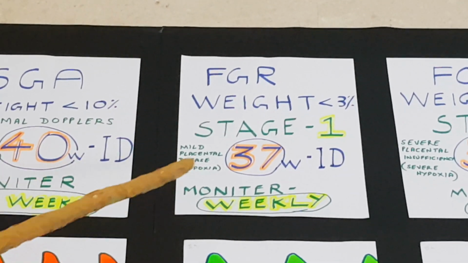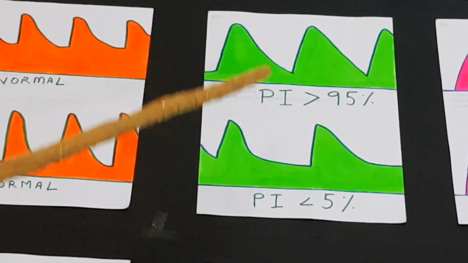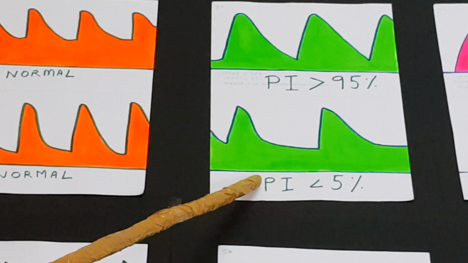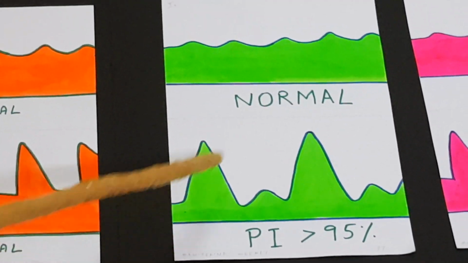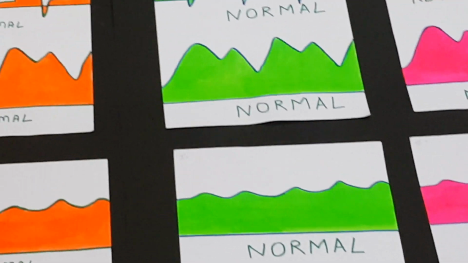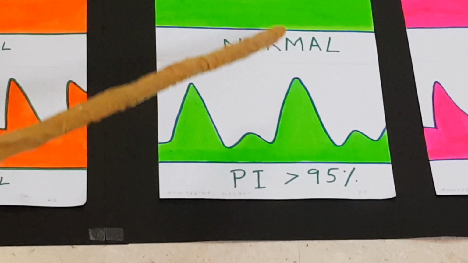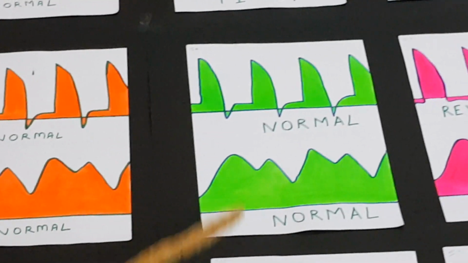So I'll summarize. In a stage 1 FGR fetus, the umbilical artery PI will be more than 95th percentile, the middle cerebral artery PI will be less than 5th percentile, the aortic isthmus, ductus venosus and umbilical vein would be normal, and the uterine artery average PI would be more than 95th percentile. So in this scenario, with alterations in the umbilical artery, middle cerebral artery and uterine artery, we classify it into stage 1 FGR.